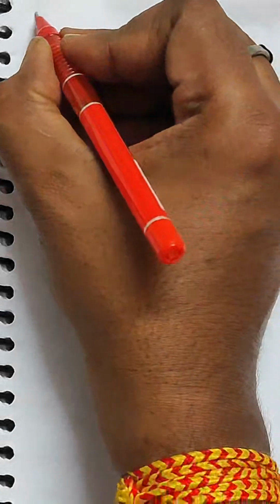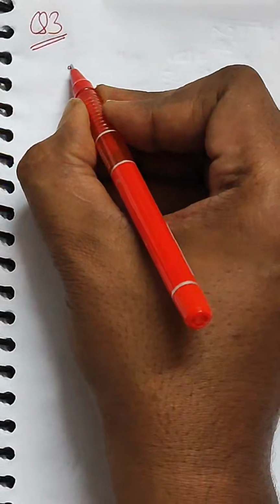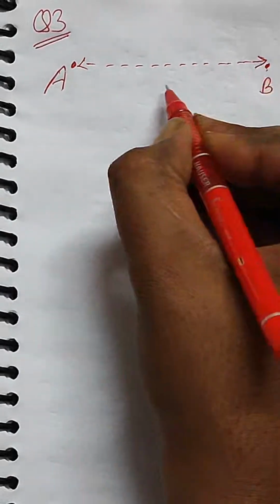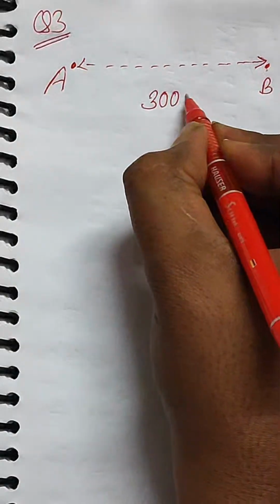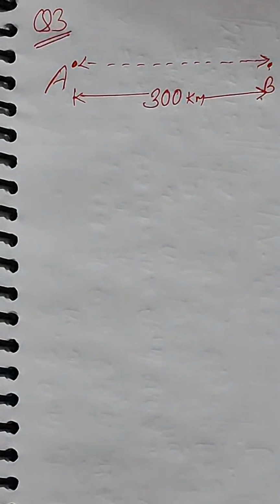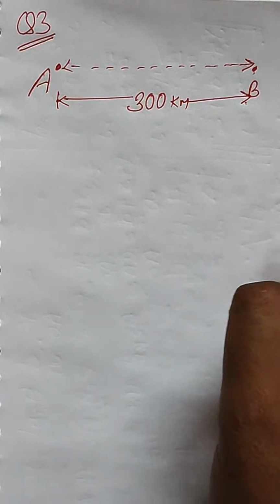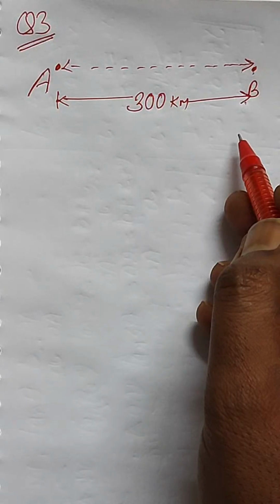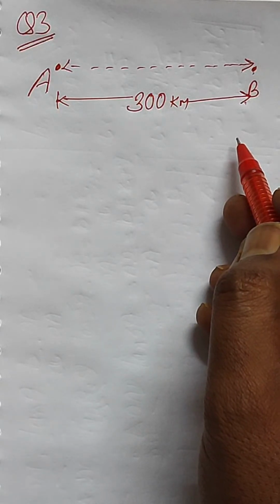So in this question, it's clearly mentioned from the very beginning that if these are the two points A and B, and the distance between them is 300 kilometer, right? So distance between A and B is 300 kilometer. Now it's mentioned that the distance between two stations is 300 kilometer, and the two motorcyclists start simultaneously from these stations.